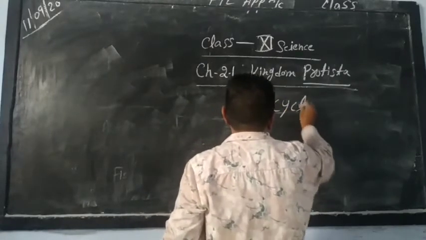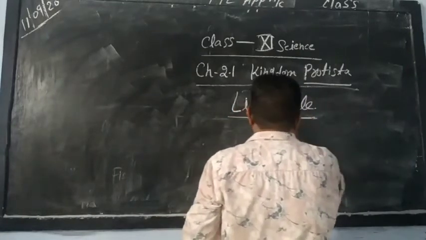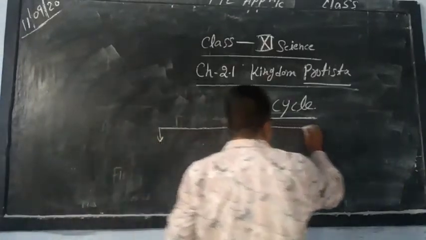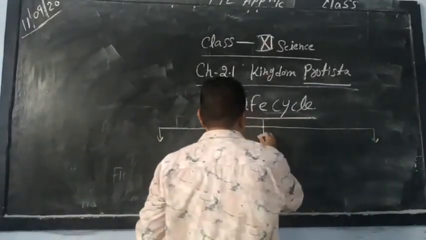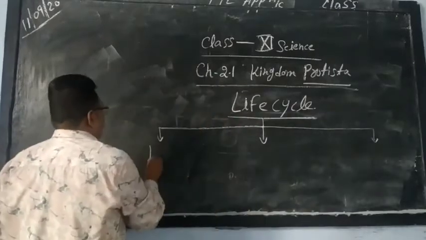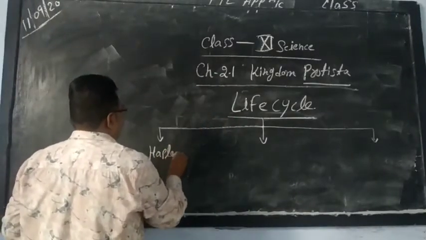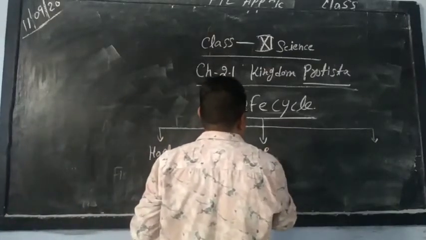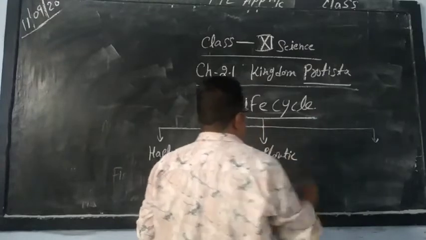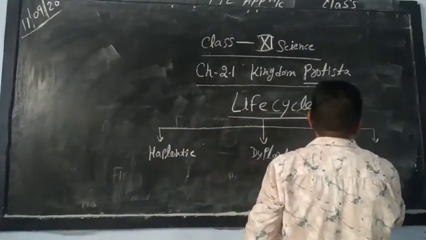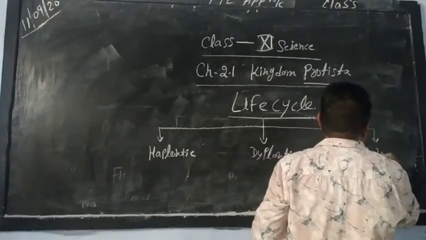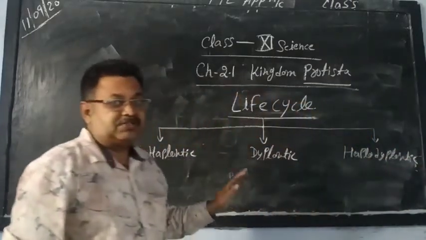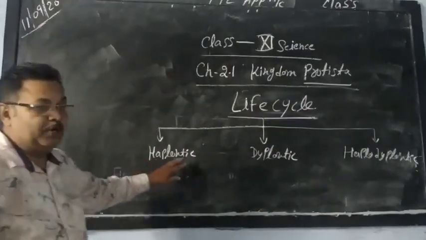Life cycle of Protista takes place by means of three methods. First one is haplontic. Second one is diplontic. And third one is diplohaplontic. So first one we explain haplontic.